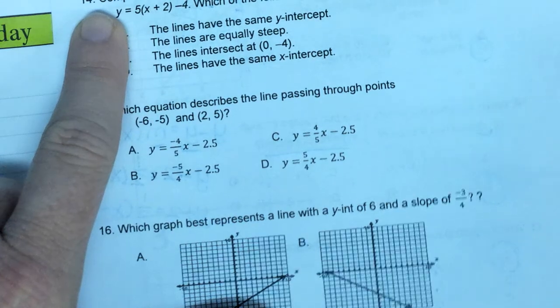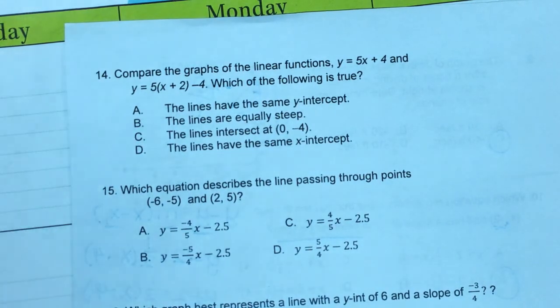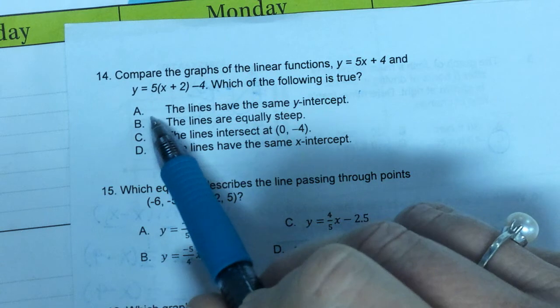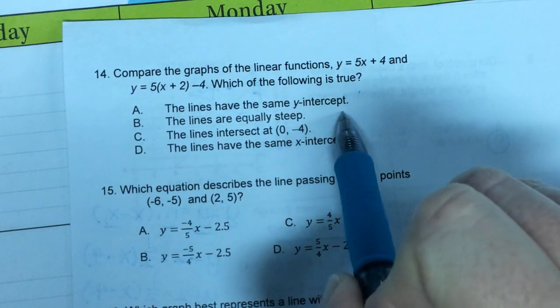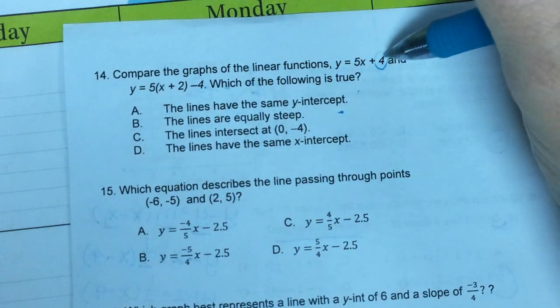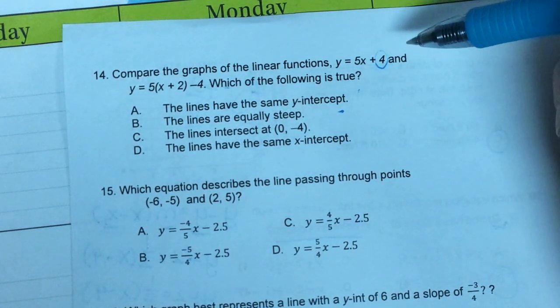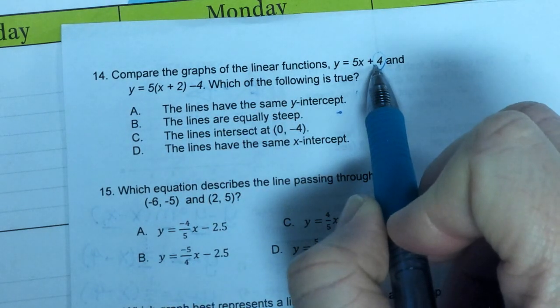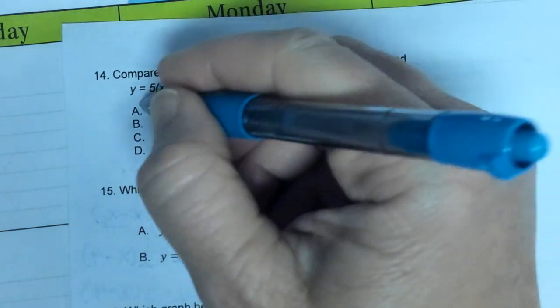Okay, number 14. Compare the graphs of the linear functions y = 5x + 4 and y = 5(x + 2) - 4. And I want you to know which of the following is true. So A says the lines have the same y-intercept. Now, I can see why we would automatically say, yeah, that has to be it because they both have a 4 here. But that's not the case, especially for the fact that this is a negative 4 and this is a positive 4. So I know that can't be it.